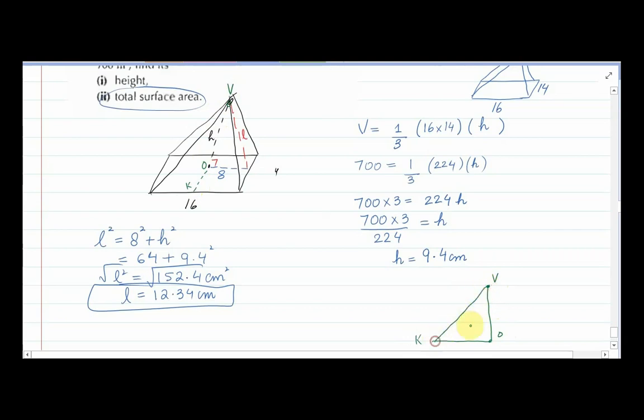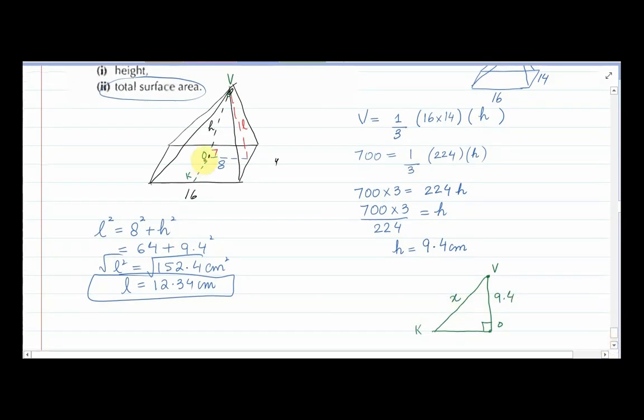That is our right angle triangle. The height is known, 9.4. The value VK is not known, so let's define it by x. The value of O till K. Now the total length is 14 here. That means half of it will be 7. Now you can find the value of x by using Pythagoras.